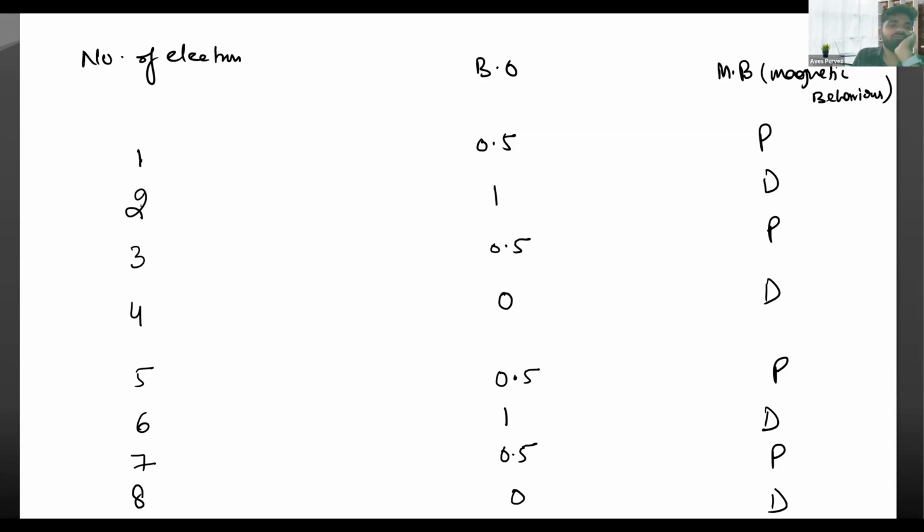So if we have 9 electrons, then how many will there be? Again 0.5 bond order for 9, because it is 0 for 8, and then again 0.5. You understood? Okay, then again paramagnetic. Then if we have 10 electrons, then bond order will be 1.